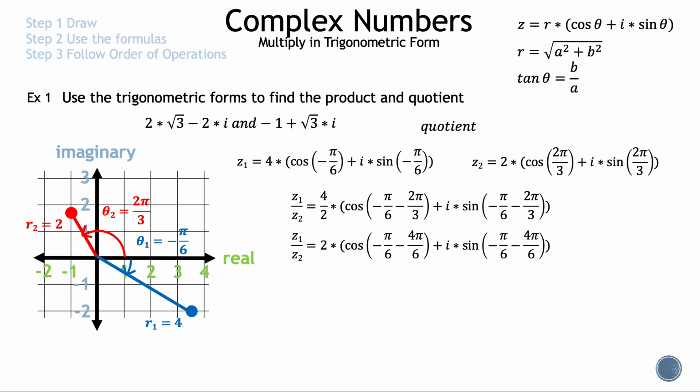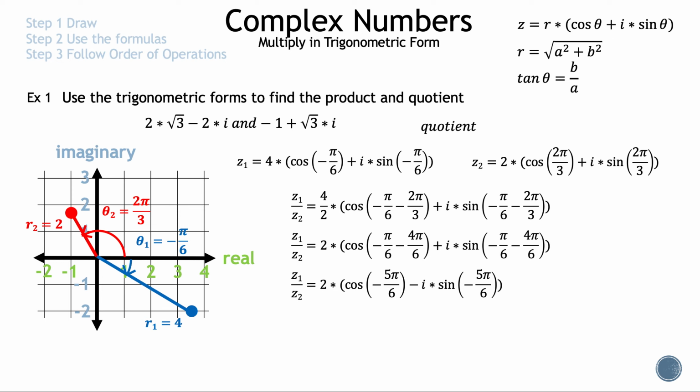Let's divide the moduli, 4 divided by 2 is 2. We've also changed the second fraction in both parentheses to 4 pi over 6, so we will have a common denominator. Let's subtract the two fractions in both parentheses. Negative pi over 6 minus 4 pi over 6 is negative 5 pi over 6 in both parentheses. So now we have z sub 1 divided by z sub 2 is equal to 2 times the quantity of cosine of negative 5 pi over 6 plus i sine of negative 5 pi over 6.